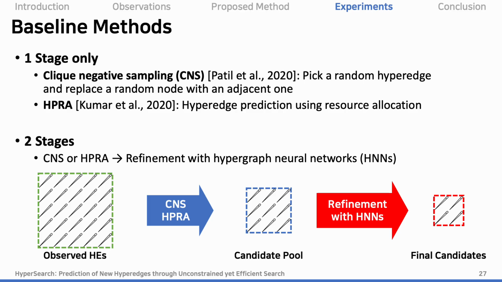We compared HyperSearch against 2 baseline settings, a single-stage baseline and a 2-stage baseline. In the single-stage setting, we used CNS, which randomly replaces a node in a hyperedge to generate new candidates, and HPRA, which predicts new hyperedges using resource allocation. In the 2-stage setting, the candidates from CNS and HPRA were further refined using hypergraph neural networks.